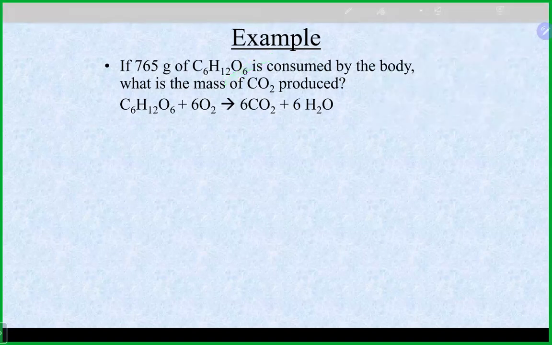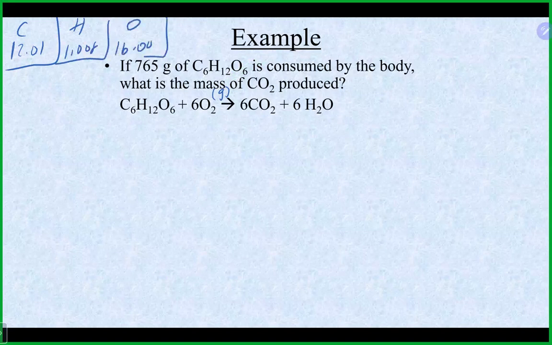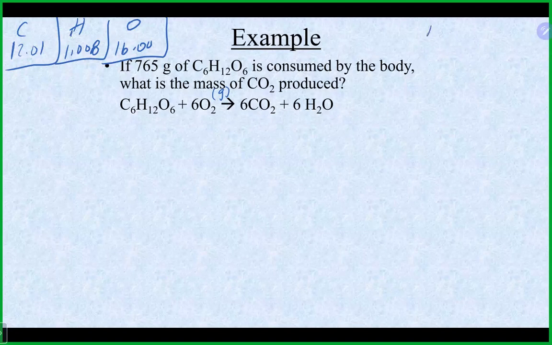So in this case, we want to know how many grams of CO2 are produced. Again, some numbers to be helpful from the periodic table: 12.01 for carbon, hydrogen 1.008, and oxygen still 16, has not changed yet. But maybe soon. And again, still the same 4 steps.